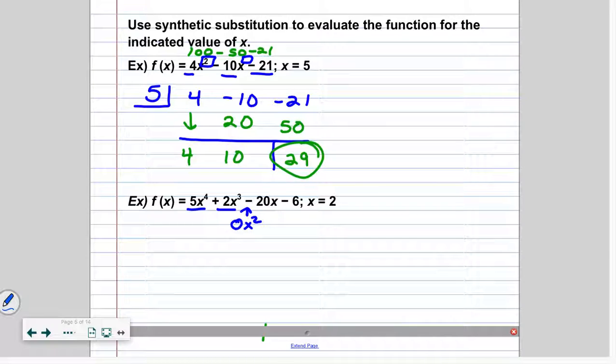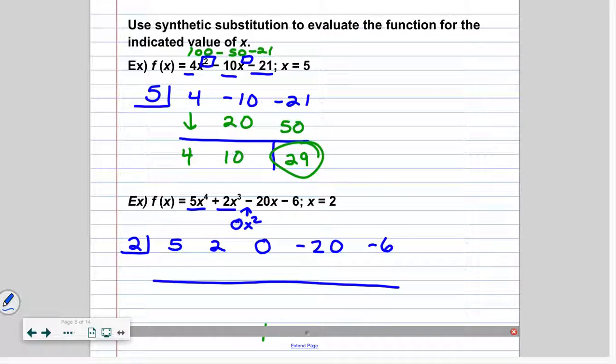When we set up synthetic, we got to make sure to put a placeholder for the no x squareds right there. So in the box for this problem would be a 2, and our coefficients are 5, 2, 0, negative 20, and negative 6. So we'll put a 0 in if there is no or 0 of a certain variable there. Okay? And repeat it. Go ahead, see if you can do this one. Give you a little bit of time. If you need to pause, you can pause too. And then come back to it.